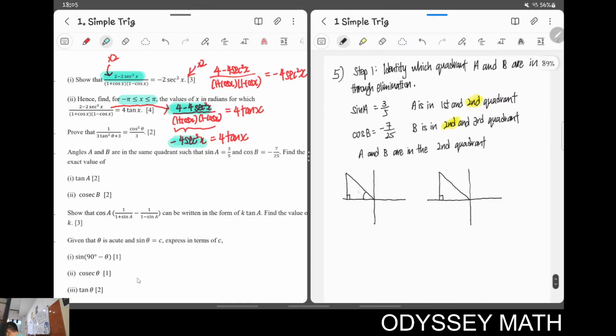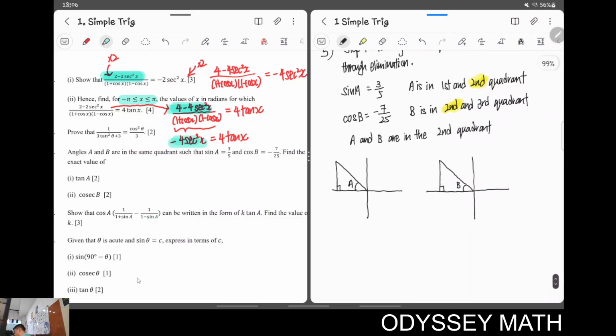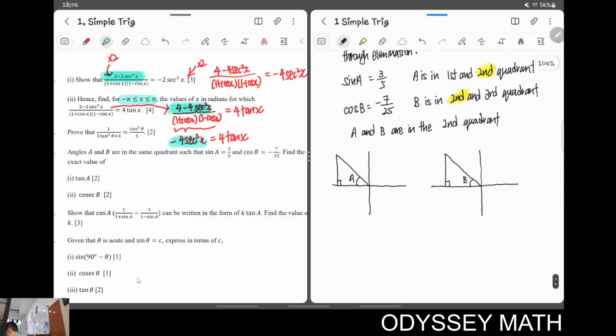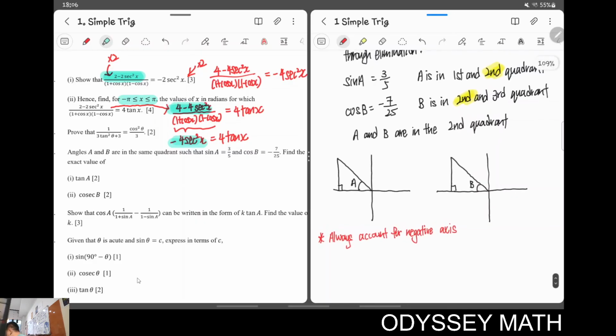So it's okay to write this as A, okay? Although technically they are not angle A and B, it's fine. It's just a way of saying it. But I want all of you to write this, which every year students just make mistakes on despite reminding them just one day before the WA. I don't know why, but always account for negative axis. Okay, I'm going to write this in red, meaning, so sine A is 3 over 5, right?